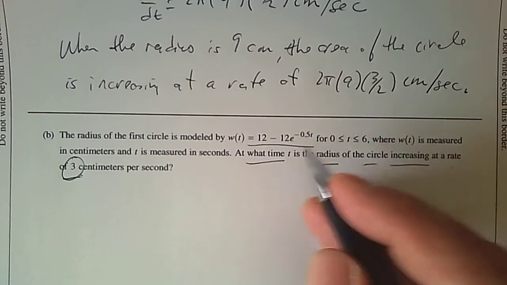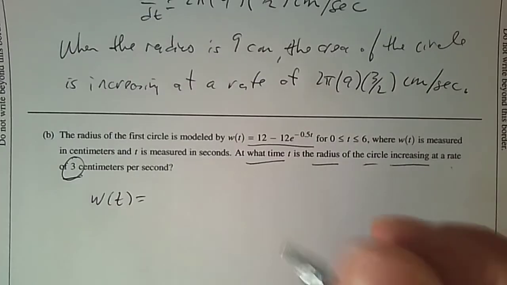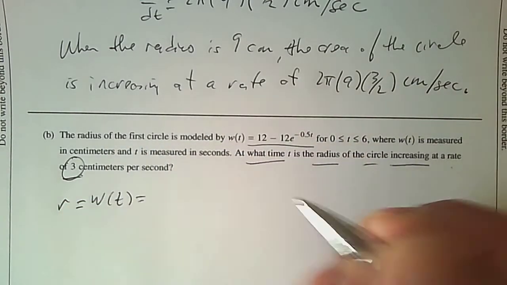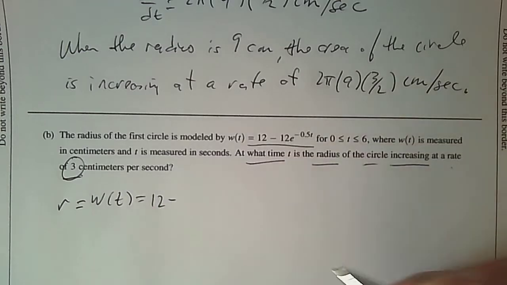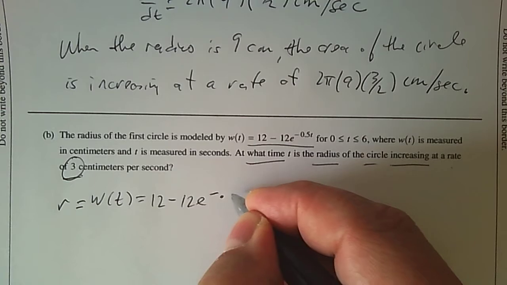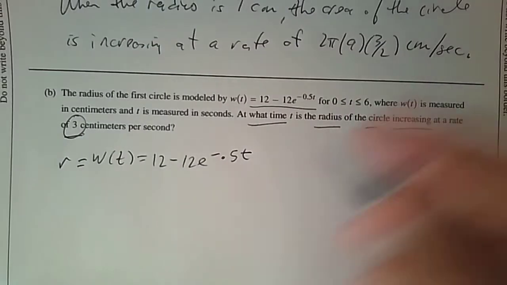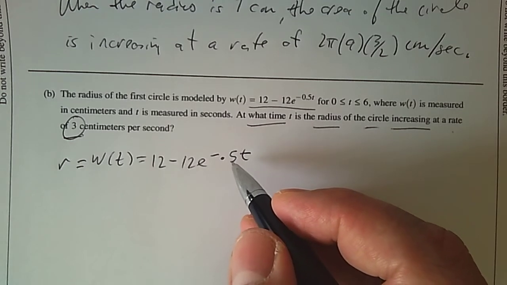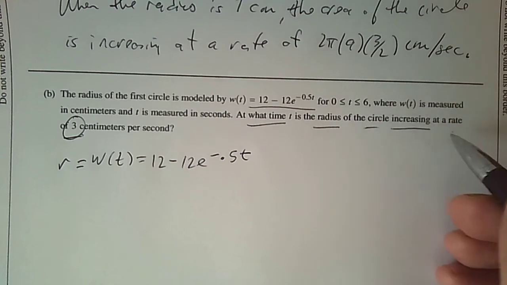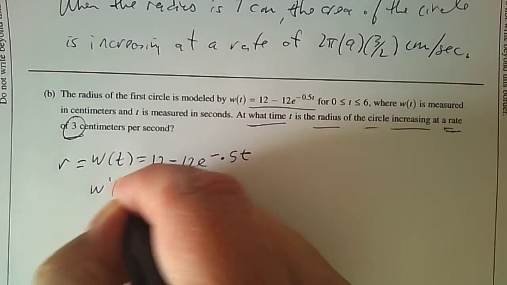All right, so let's start with what we're given. The radius is multiplied by this. So think of this as the radius. If I want to find the radius at 1 second, you just plug in 1 for t and it will give you the radius. Then it says, I need to find the rate. It says at what time is the radius increasing at a rate? So if I know this is the radius, the rate then would be the derivative.